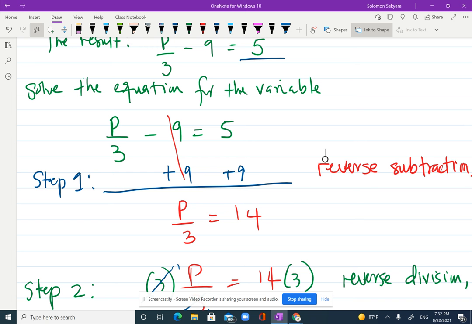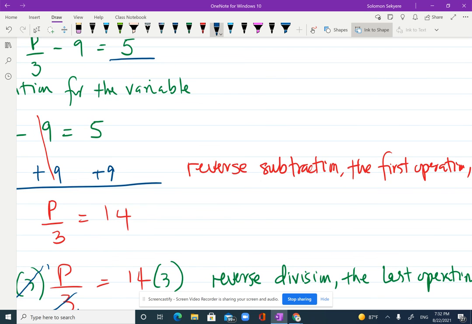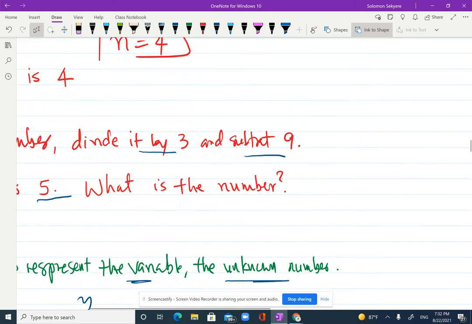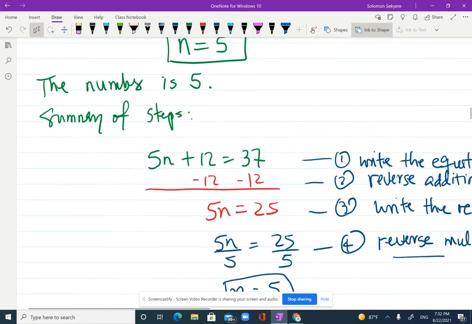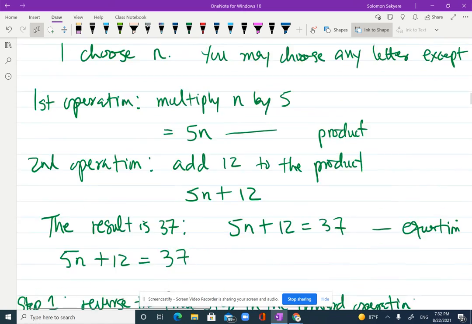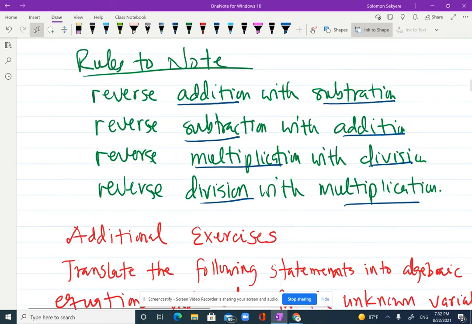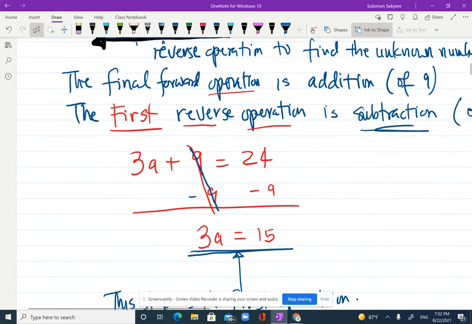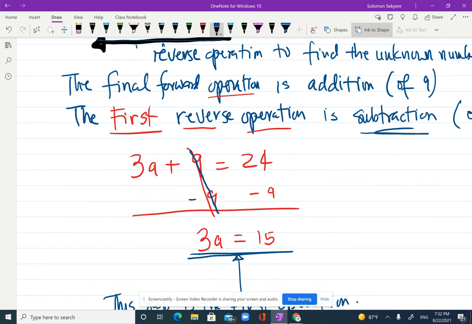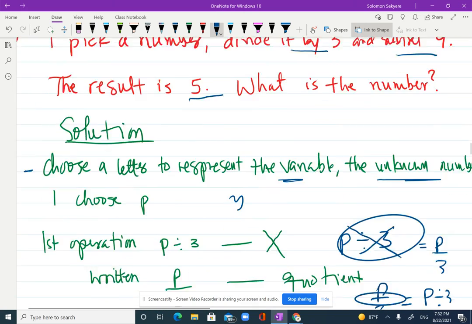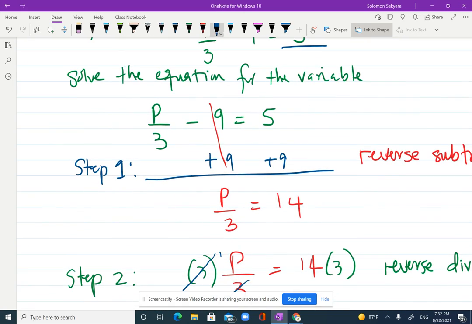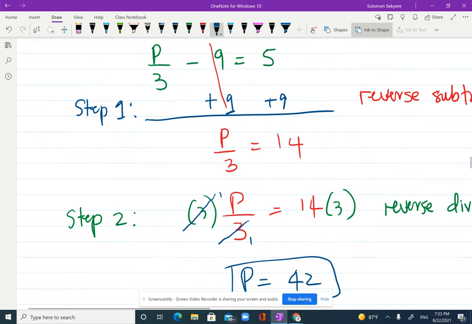We are going to reverse. Okay, we start by reversing the last action. We reverse the last action, which was subtraction, with addition. Okay, so up here, the last step was addition, we reverse it with subtraction. Here, the last step was subtraction, and we are going to reverse that with addition. So plus 9 on both sides.